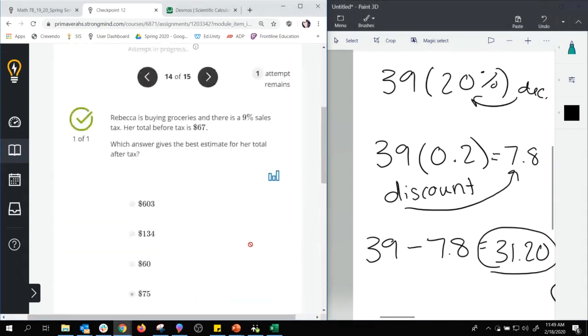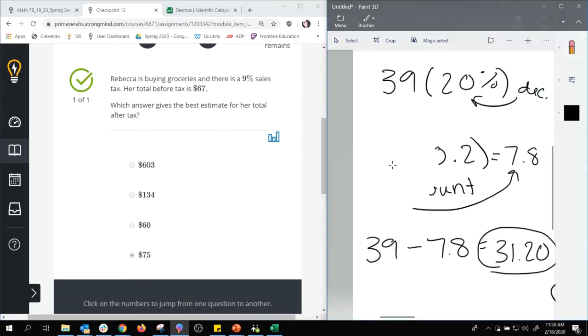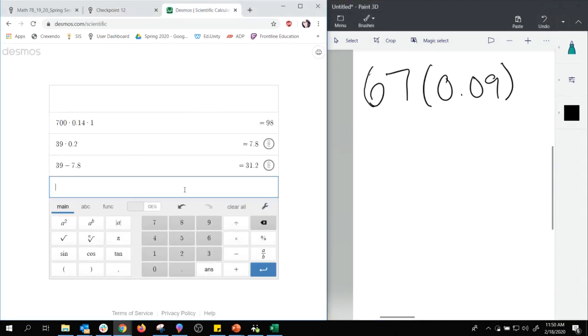All right, two more. Here's another one. Rebecca is buying groceries and there's a 9% sales tax. Her total before tax is $67. Which answer best estimates her total after tax? Here again, we have a whole number and a percent. So I'm going to take 67 and multiply it by what? 67 multiplied by 0.09. Perfect. When we do 67 times 0.09, I get $6.03.